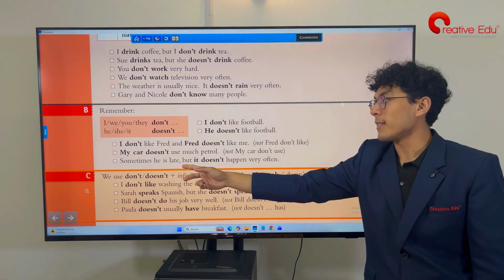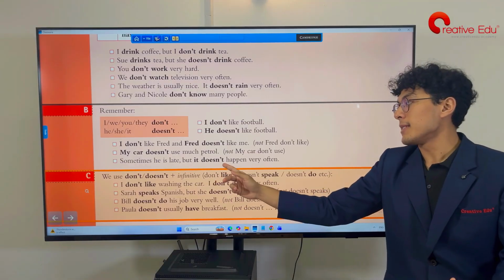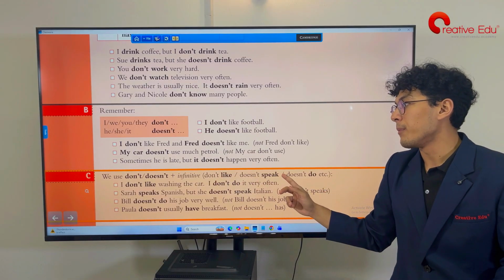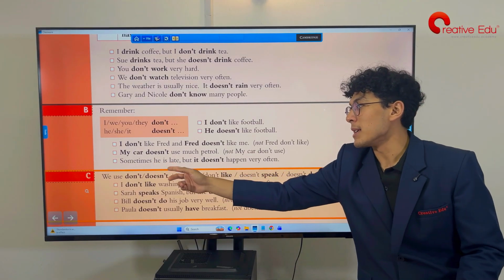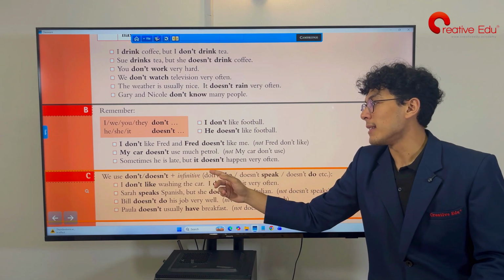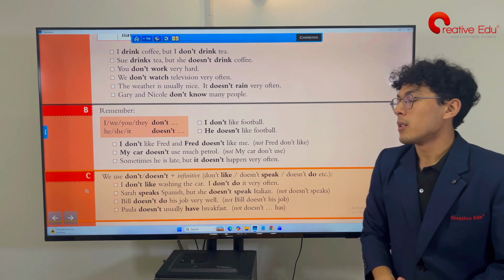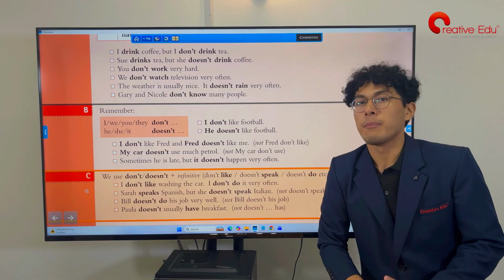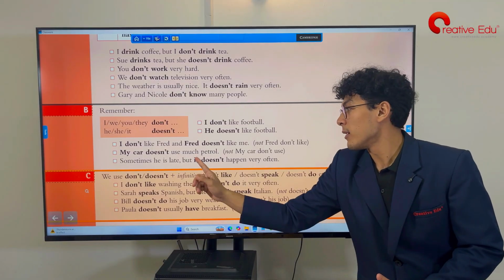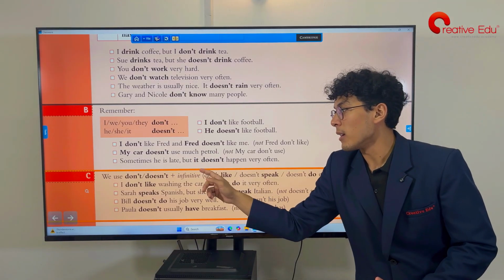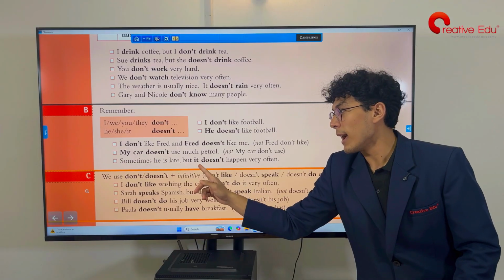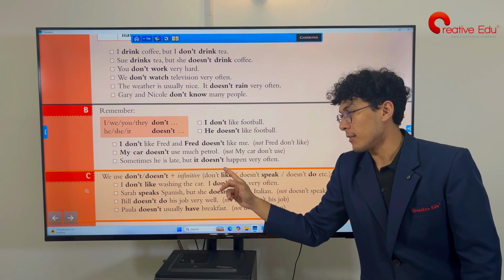Okay, last one here. Sometimes he is late, but it doesn't happen very often. So the action of him being late is only one. So it uses the it and it uses doesn't.